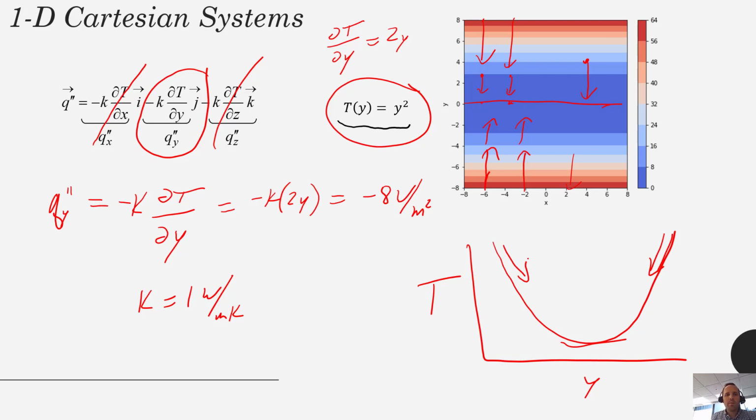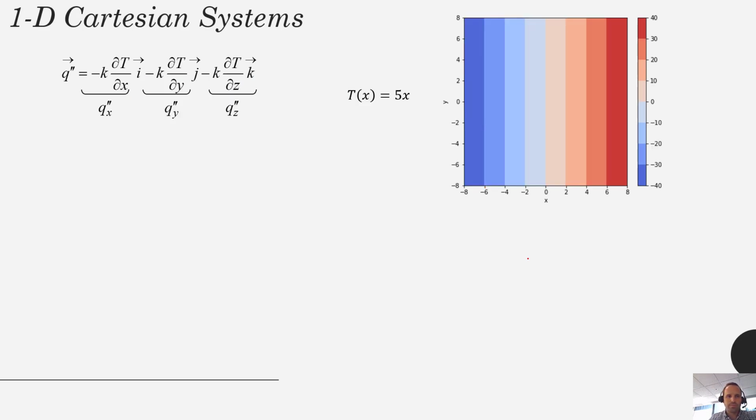So this is a one-dimensional system. We only have to worry about y. It makes the analysis much easier if we can assume that our system is one-dimensional. Okay, here's another one. So this time we have no y component.